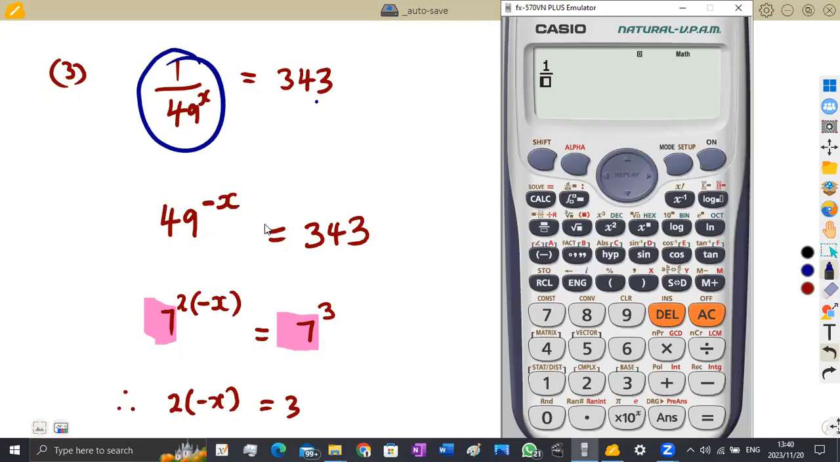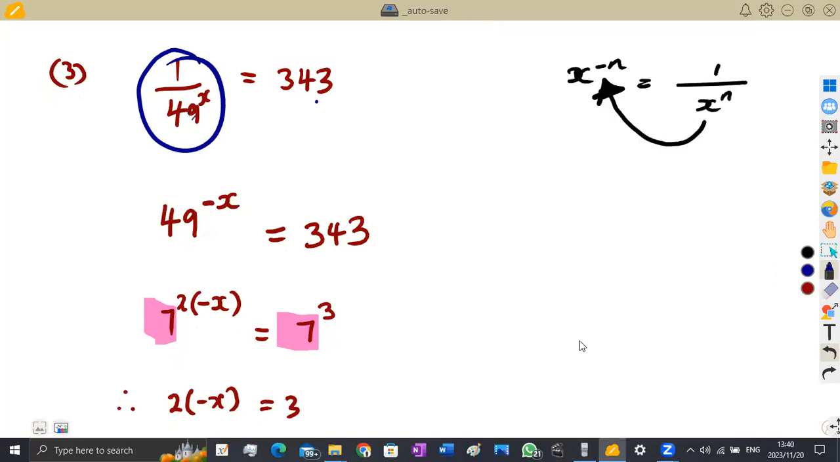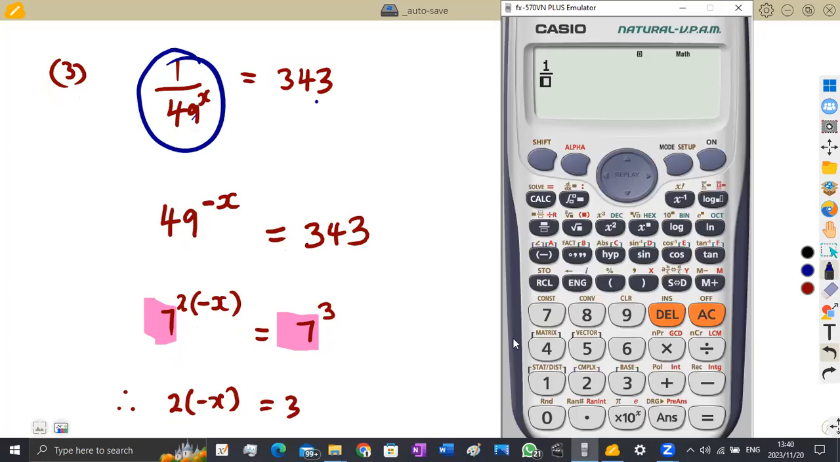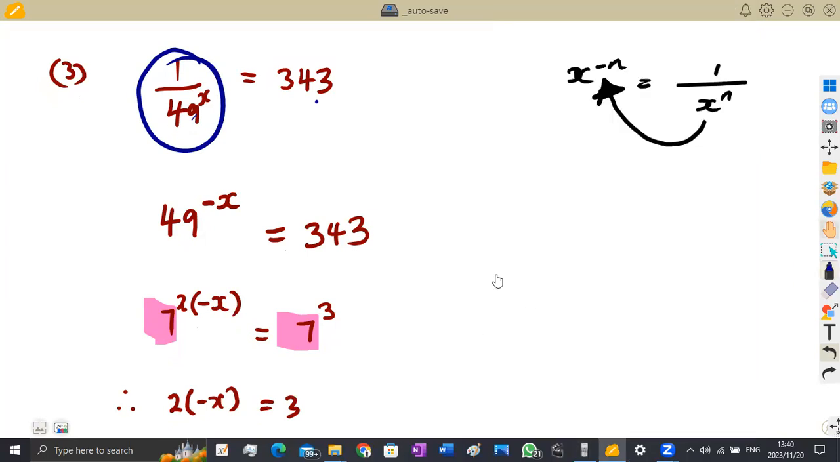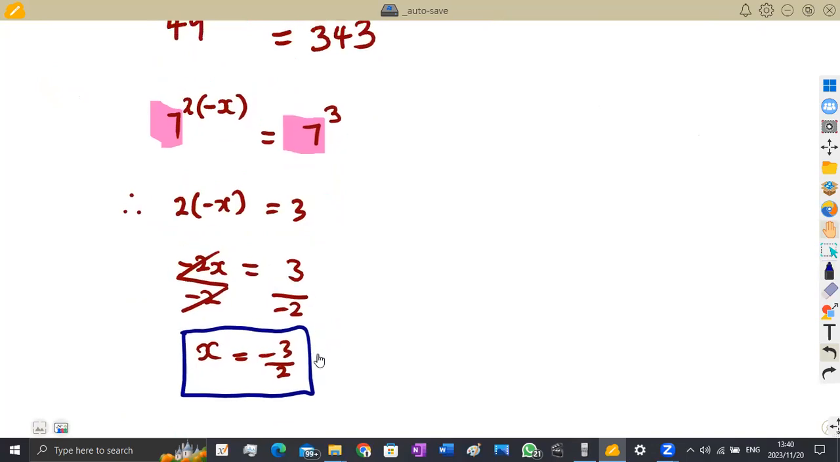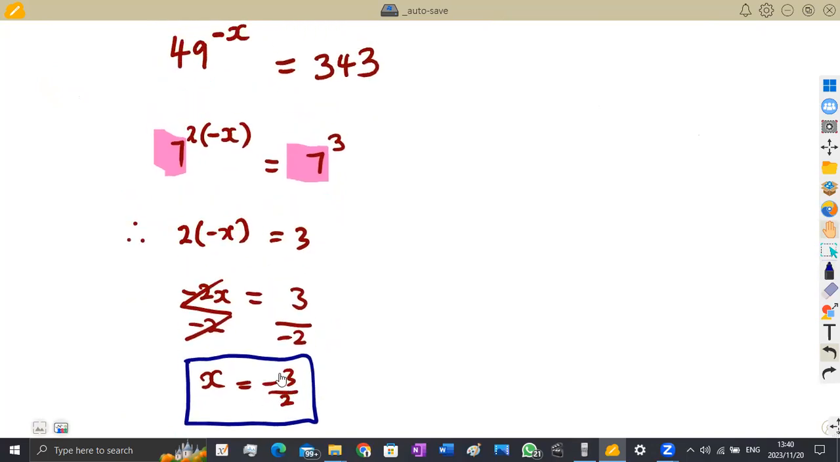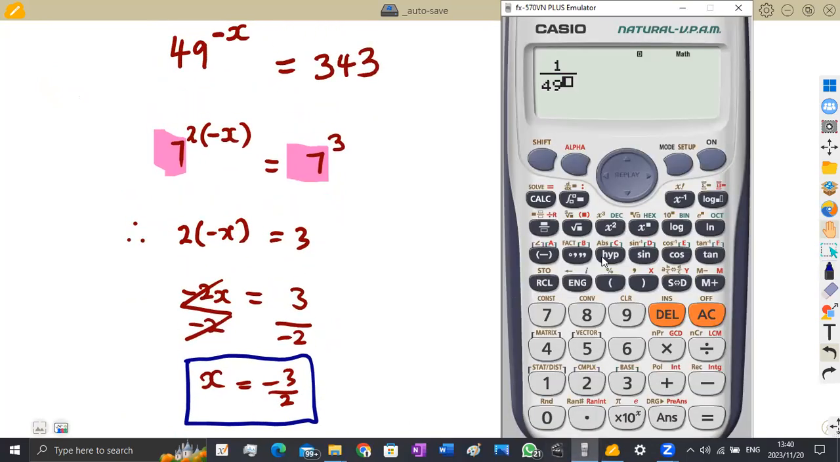So that's 1 over 49, to the exponent of x. What is our x? Let us go back here. Our x, remember, is negative 3 over 2. So you're going to substitute x, which is negative 3 over 2, like this. You substitute properly everything, and you get your value 343, which is the same answer, 343.